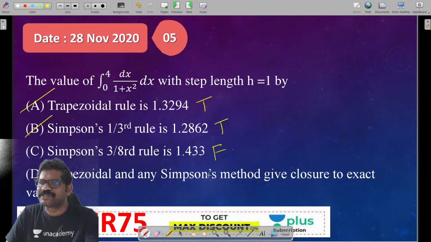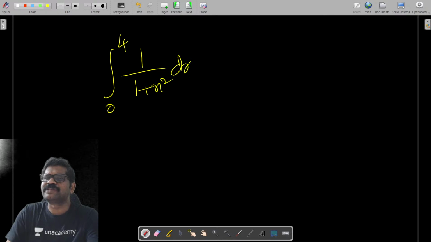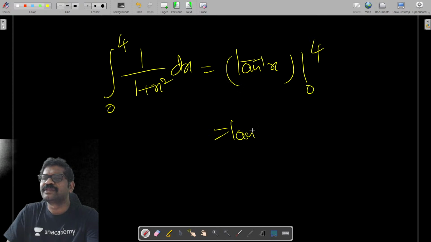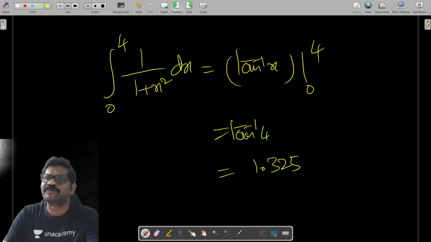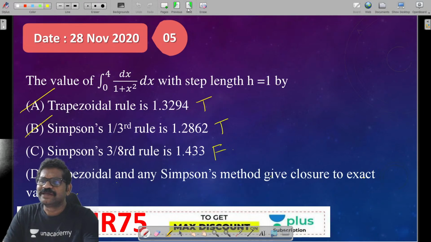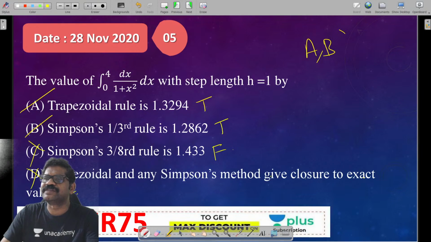Now trapezoidal and Simpson's 1/3 gives closer to the exact value. Whether it is right or wrong, you can estimate only by calculating exact value. Integral 0 to 4 1 by 1 plus x square dx is tan inverse x from 0 to 4, tan inverse 4 minus tan inverse 0. By simplifying this, you will get 1.325. That is exact value. But here it is neither trapezoidal nor Simpson 1/3 are closer to exact value. So last option is false. Only first option and second option are found correct.